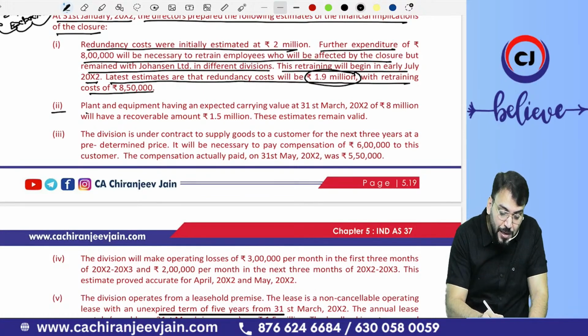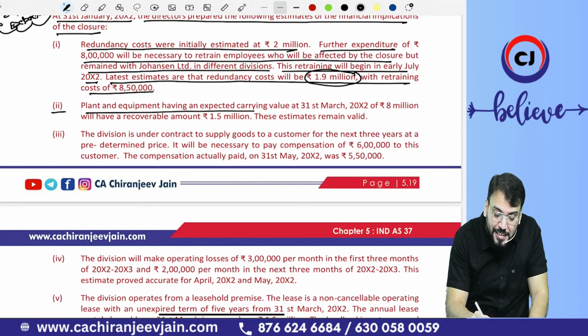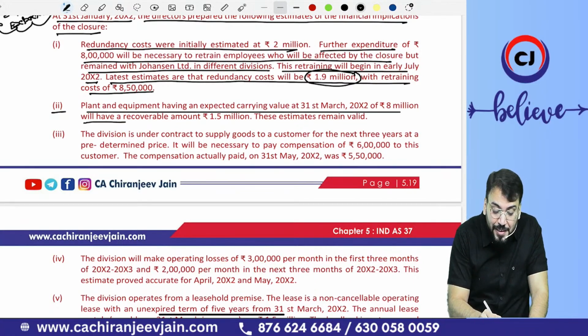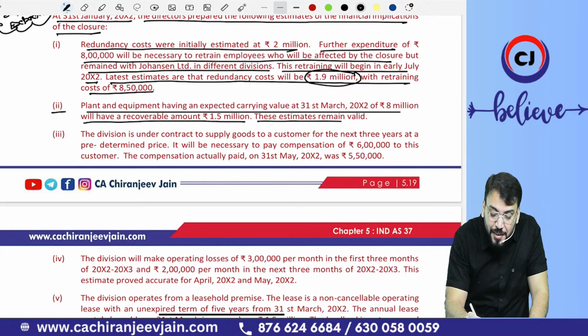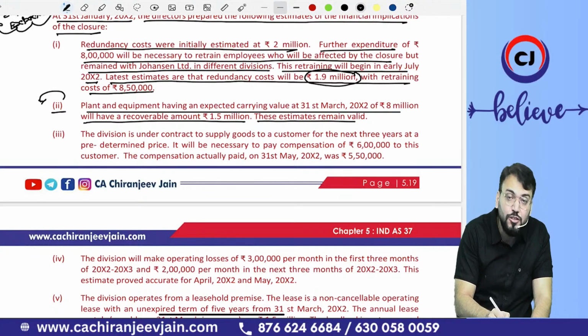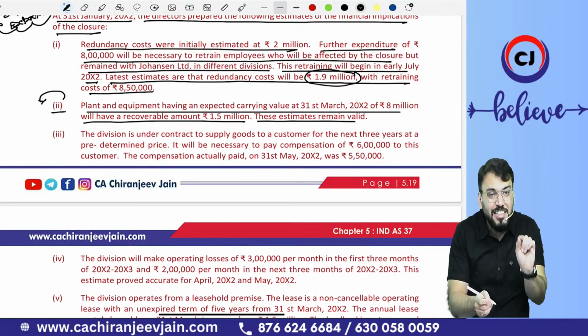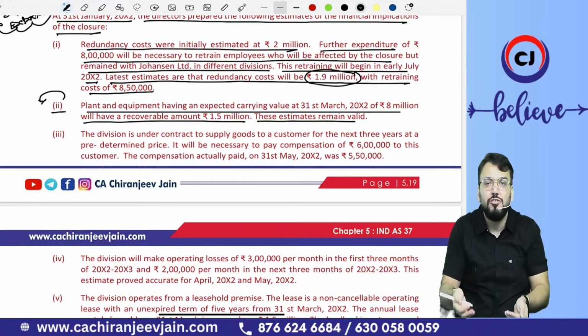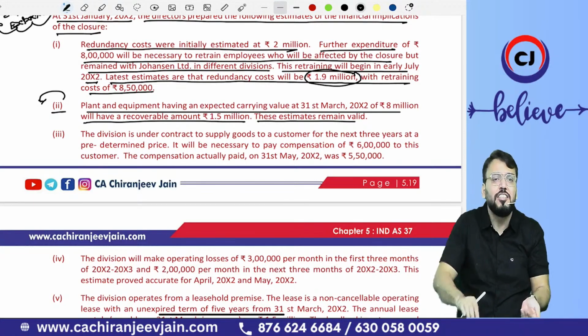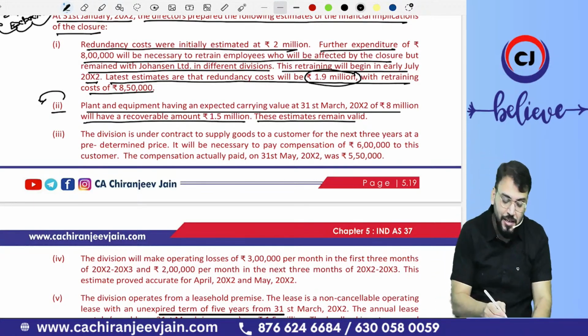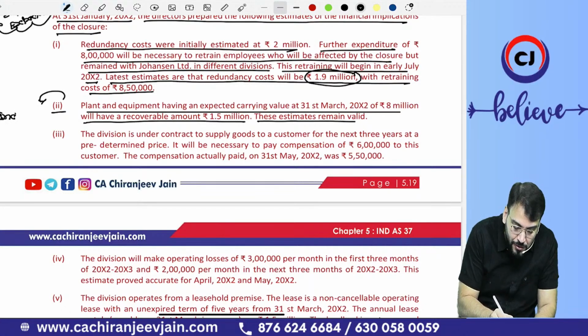Point number 2. Plant and equipment having an expected carrying amount at 31st March 2002 of 8 million will have a recoverable amount of 1.5 million. This estimate remains valid. Actually, this para is related to impairment in Ind AS 36. Till now we have not done it, so I need to only explain. You will automatically understand this point when you do Ind AS 36.